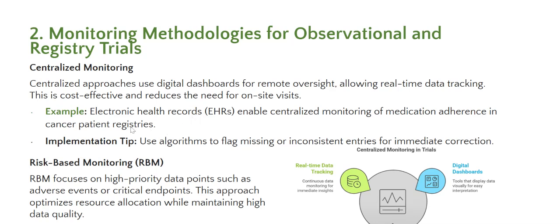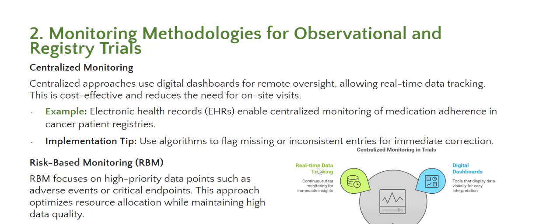For example, for centralized monitoring, electronic health records (EHRs) enable centralized monitoring of medication adherence in cancer patient registries. Implementation tip: use algorithms to flag missing or inconsistent entries for immediate correction. Risk-based monitoring (RBM) focuses on high-priority data points such as adverse events or critical endpoints. This approach optimizes resource allocation while maintaining high data quality. Example: vaccine surveillance registries monitor rare but severe adverse events (AEs) with increased scrutiny.